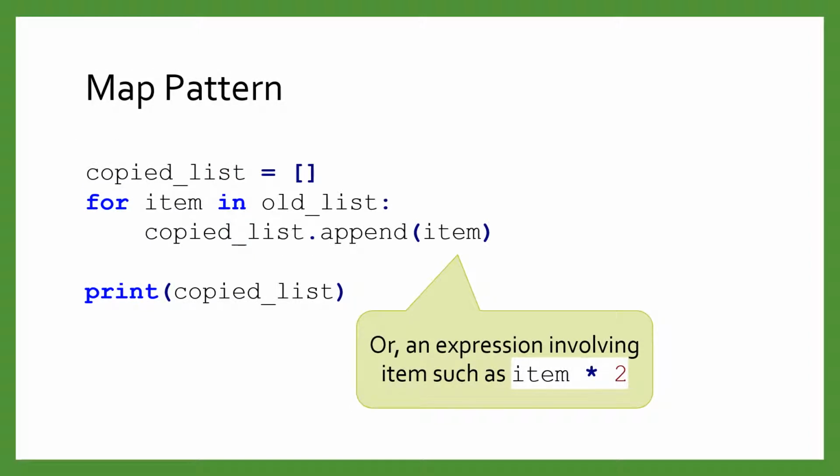What happens when we accumulate a list? If we start with an empty list as our initial value and append each value one at a time, we end up with a copy of the original list. As we're appending values, we can also modify them. For example, you could double each value from the old list or convert each temperature from Fahrenheit to Celsius.